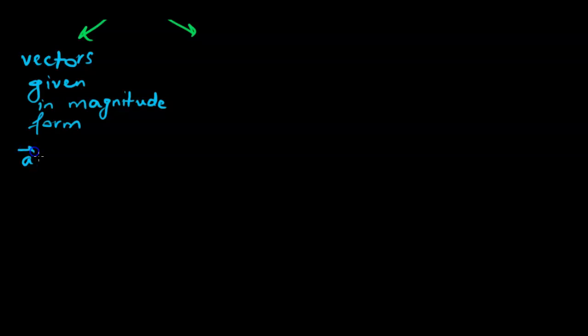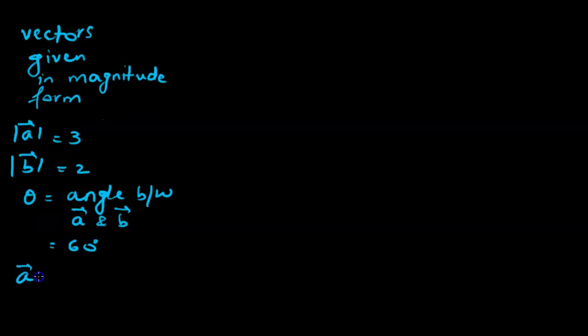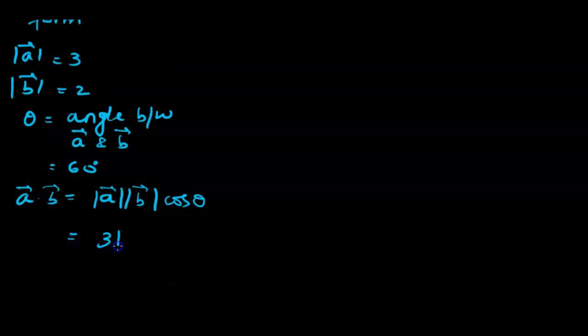So let's say we're given vector A magnitude as 3, vector B magnitude as 2, and we're given the angle theta. Theta is going to be the angle between vector A and B. So let's say it's given to us as 60 degrees. In this case, we would find out the dot product by just multiplying the magnitudes of both vectors A and B, multiplied by cosine of theta. And the answer that we get is 3 multiplied by 2 cos 60. This gives us 6 times cosine 60, which is half, that is equal to 3. So the answer of A dot B is 3.